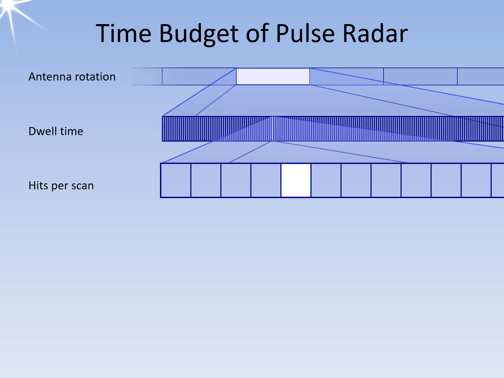This dwell time is divided by the number of hits per scan required in the radar signal processing, for example by 18 hits, which results in 771 microseconds. Therefore, the pulse repetition period must be less than or equal to 771 microseconds, which sets the pulse repetition frequency at less than 1.2 kHz. We now continue to calculate with the value of 1 kHz.